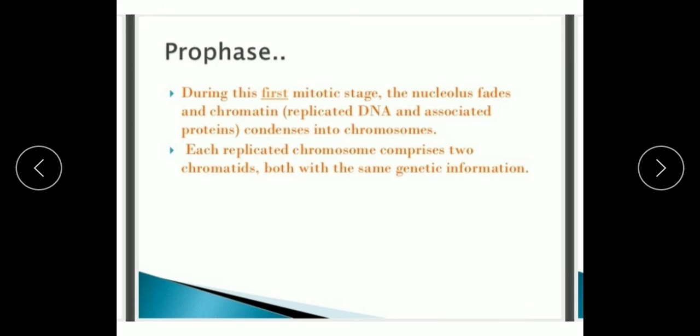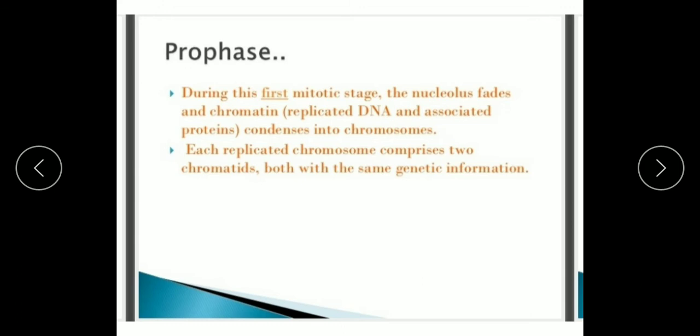The nucleus has four parts, namely the nuclear matrix, the nucleolus, the chromatin reticulum, and the nuclear envelope. The chromatin reticulum changes into chromosomes. Each replicated chromosome comprises two chromatids, both with the same genetic information.